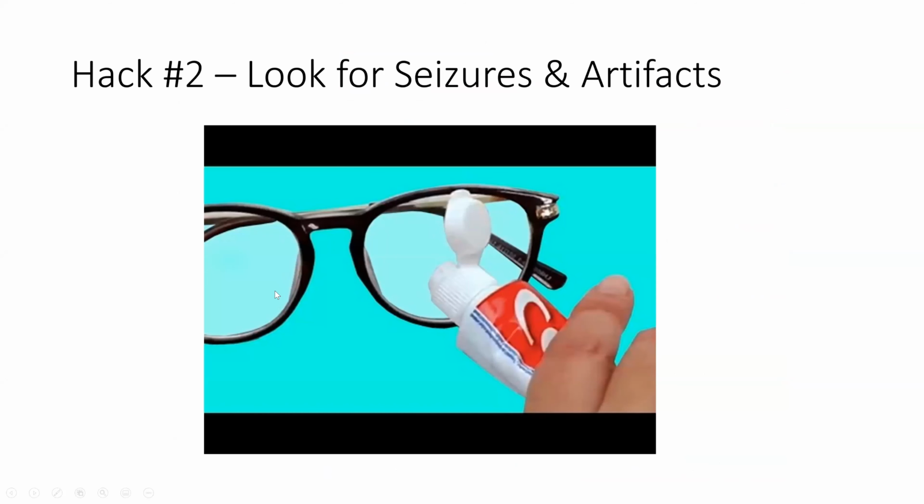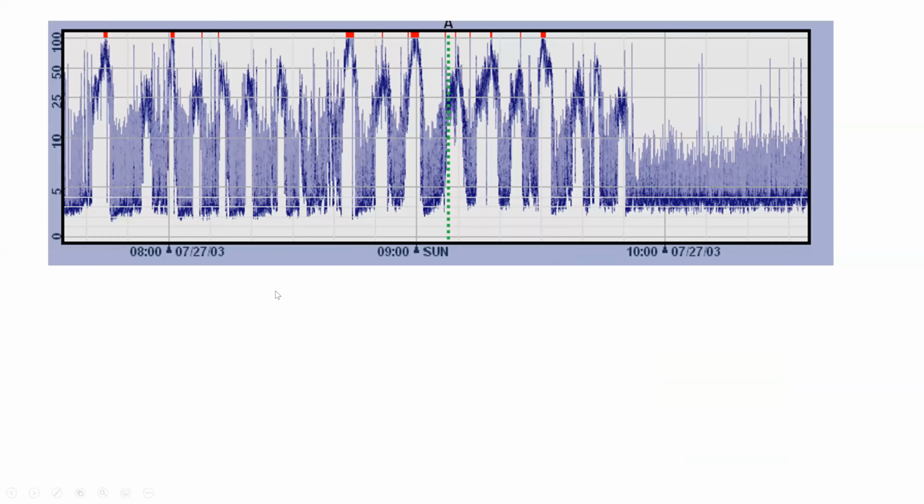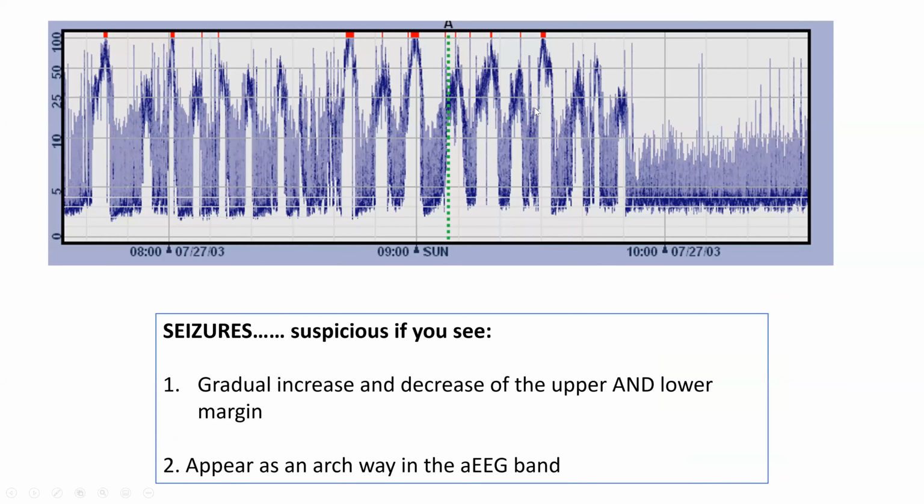And then number two is to look for seizures. As we looked at those patterns before, we saw kind of a continuous pattern. But when we're looking for abnormalities, we're looking for disruptions in that. So we look for these archways, these periods of high voltage that really clue us into there potentially being a seizure. So for me, what I'm looking for is a gradual increase and decrease in the upper and lower margin. You can see that it forms almost like an archway when it goes gradually up and gradually down.